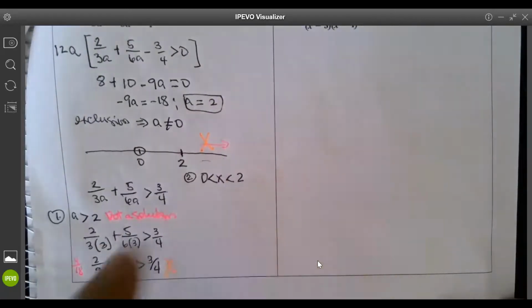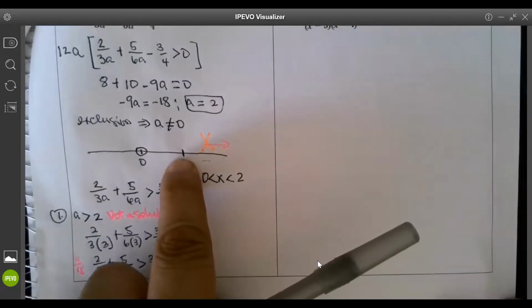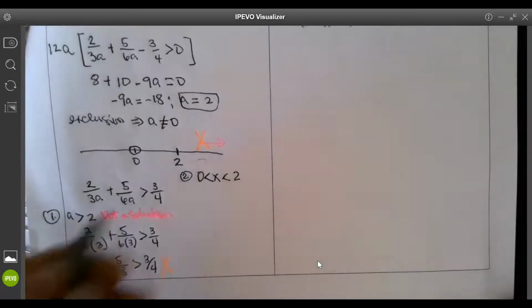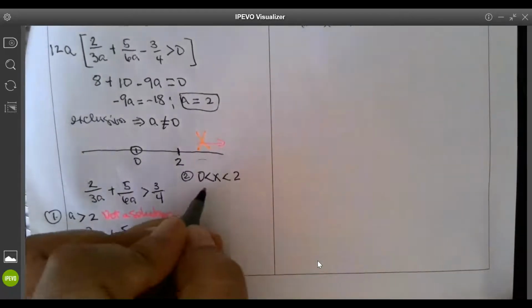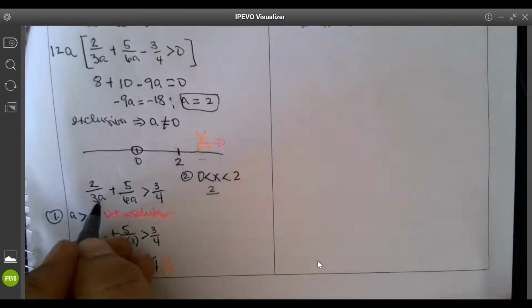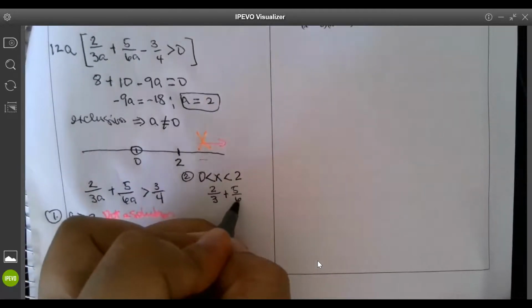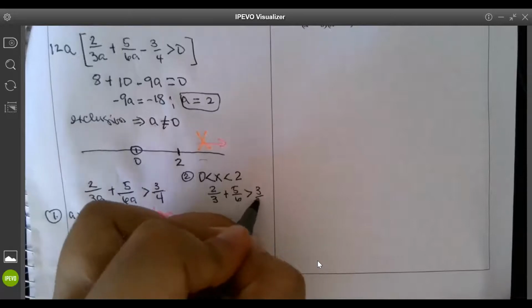That's why I did not put a circle here. You decide afterwards. So let's test 1. If A is 1, this becomes 2/3 times 1 is 2/3, plus 5/6. Is that greater than 3/4?